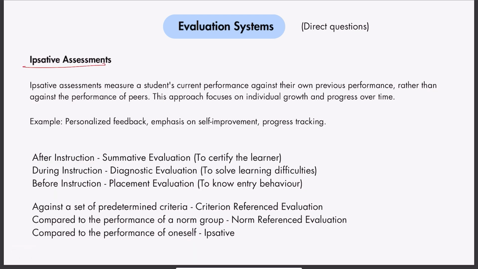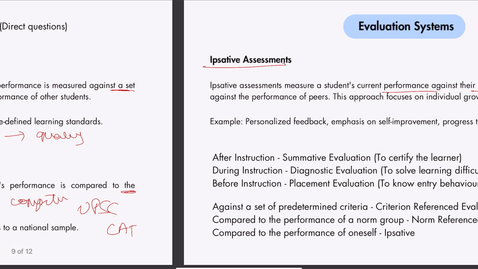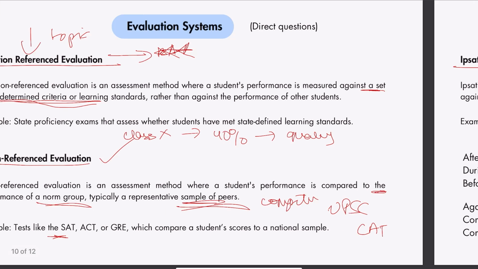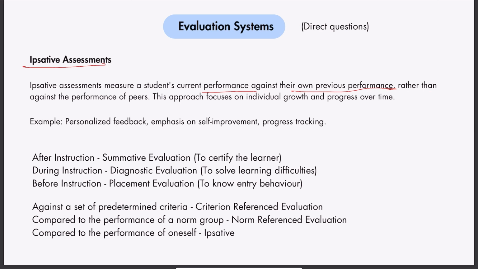Next, ipsative assessment, which is to measure a student's current performance against their own previous performance. Got it? And the opposite of this would be norm referenced against samples. To make things easy for you, I've just quickly summarized this here.